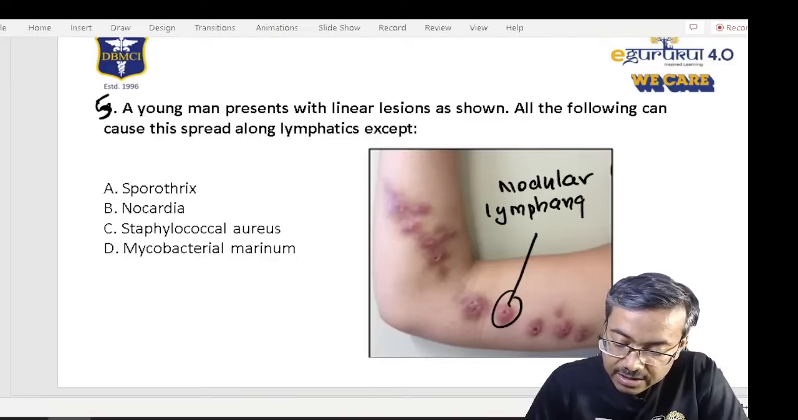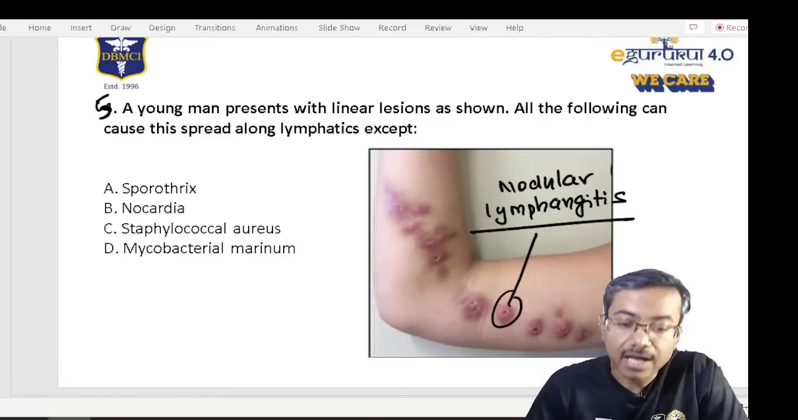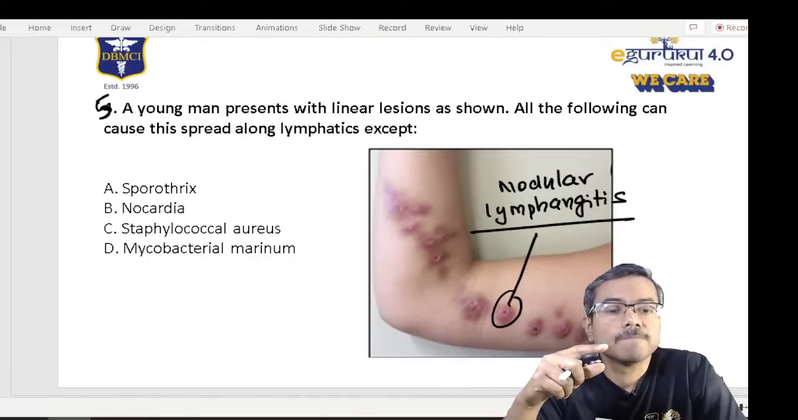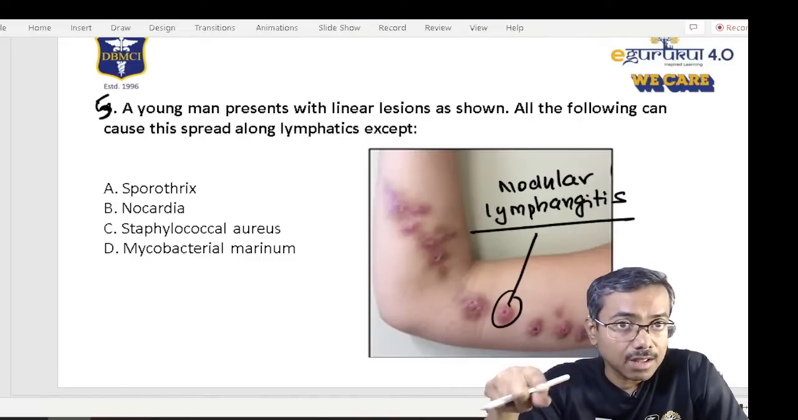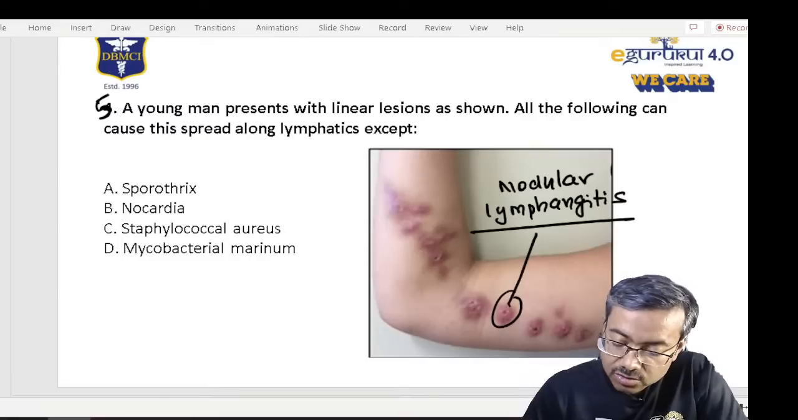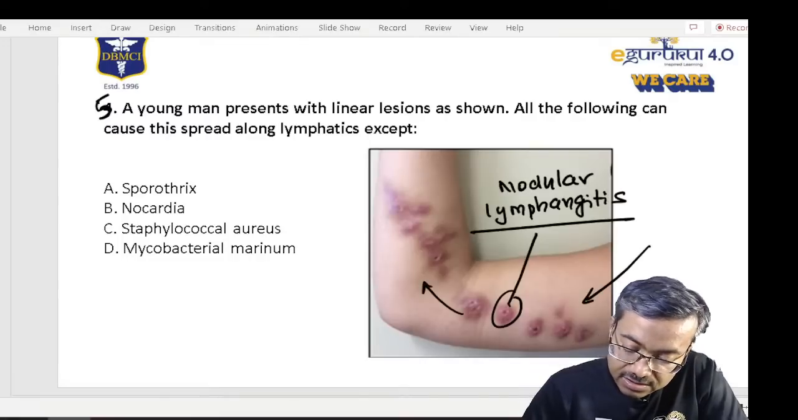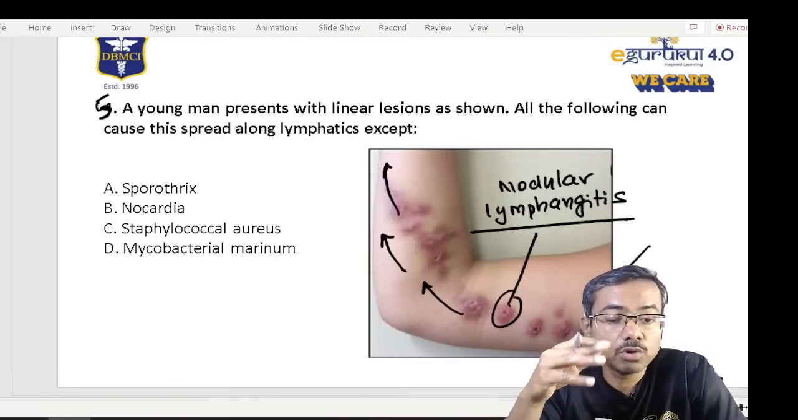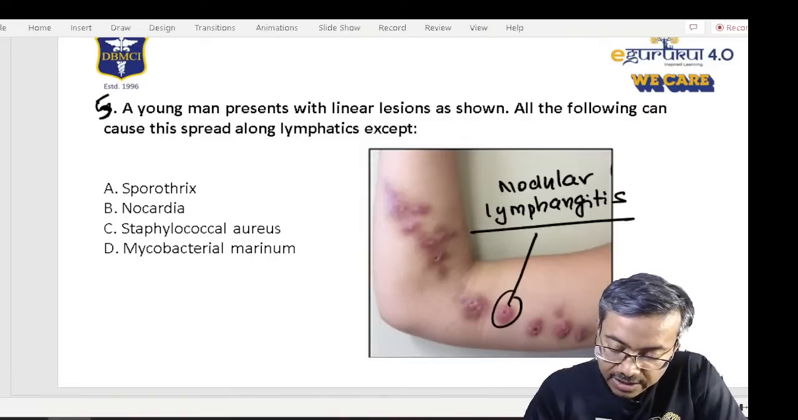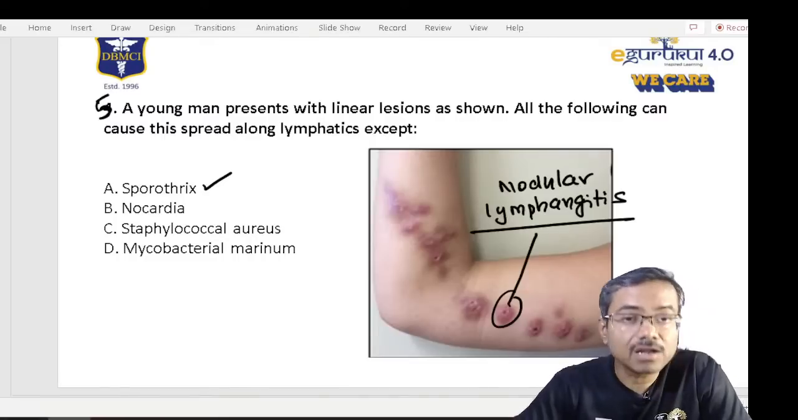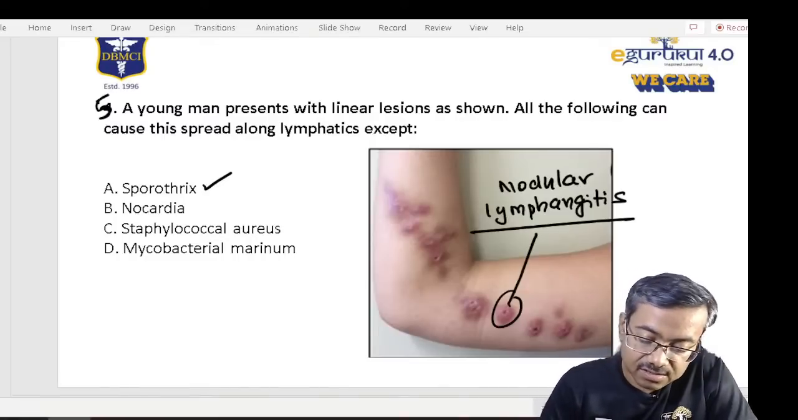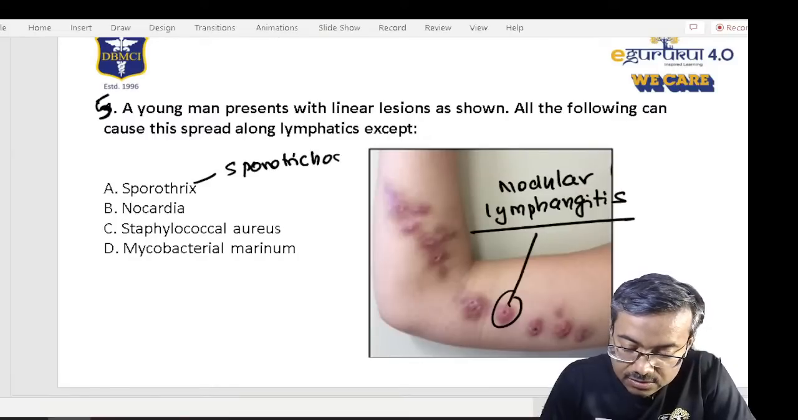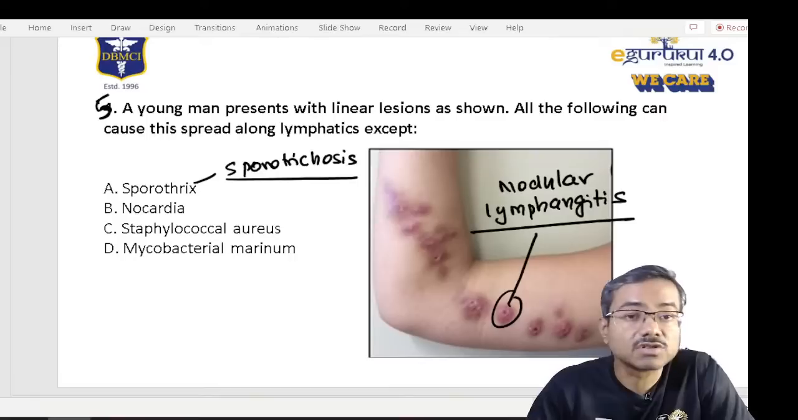What is lymphangitis? Inflammation of the lymph vessels and nodule formation along that, that's called nodular. So there is going to be an organism which enters and travels linearly upwards along the lymphatic. That's called nodular lymphangitis. Now sporothrix is a typical organism doing that, and sporotrichosis is obviously a disease which causes this.